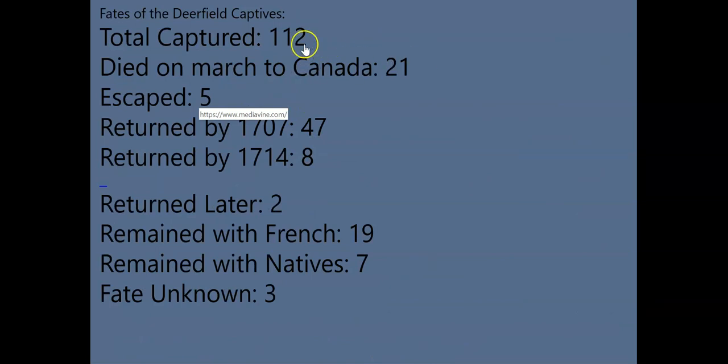So this gives you a bit of math now. 112 were captured, 21 died on the march, 5 escaped. By 1707, 47 had returned. By 1714, 8 more. So in total, 55 were returned. Later, 2 more. That makes 57. 19 stayed with the French. 7 stayed with the natives. 3 we don't know about.